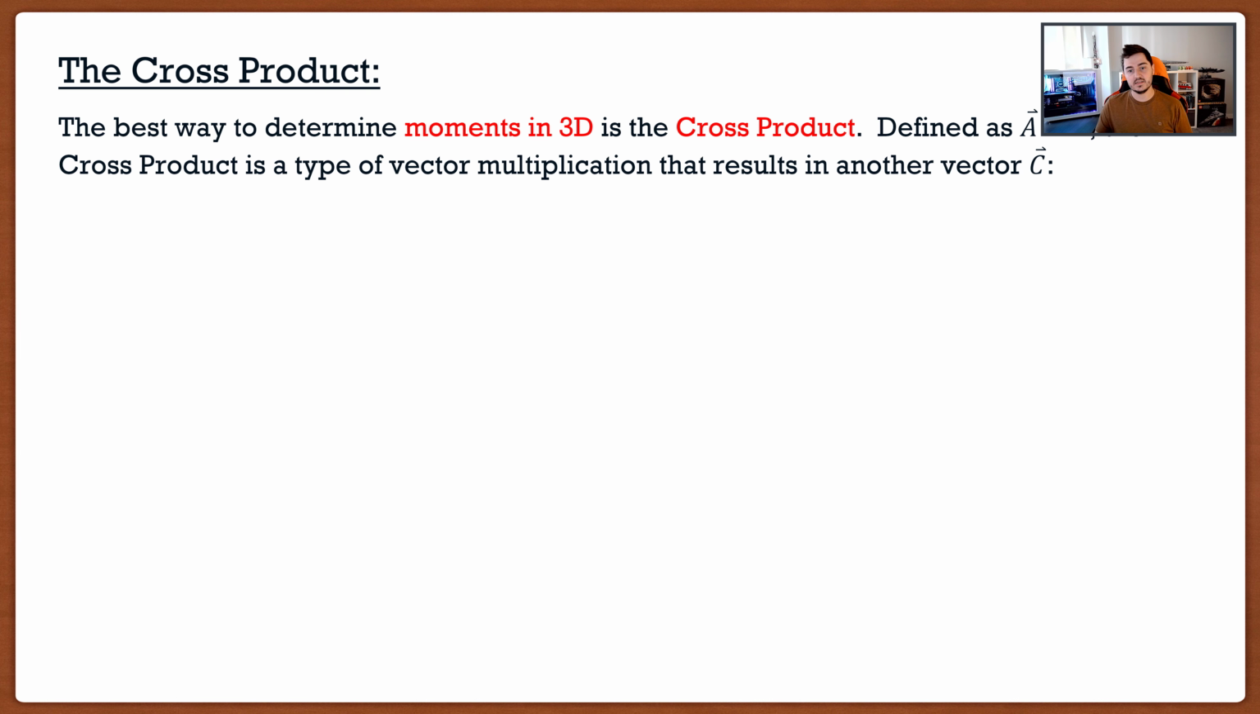But what exactly is this vector? Well, it's going to be called vector C, and it's simply denoted as vector A cross vector B. It looks like a times sign, and you can probably use a times sign. Everyone will know what exactly you're doing. Now, this resultant vector C has some very specific properties, which we're going to discuss right here.